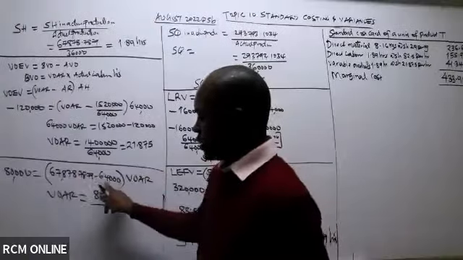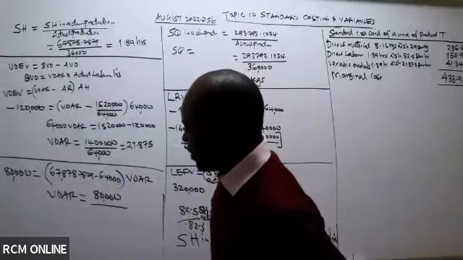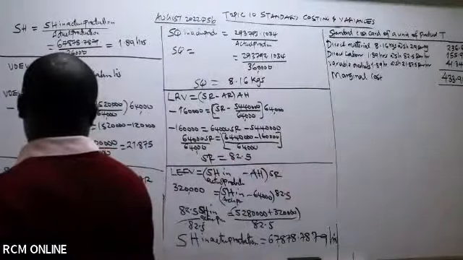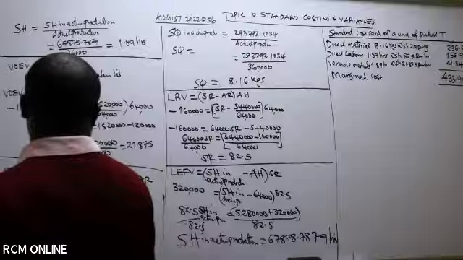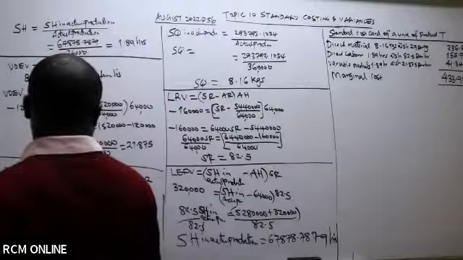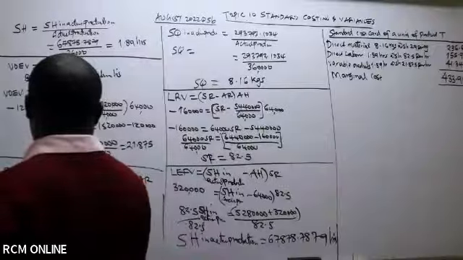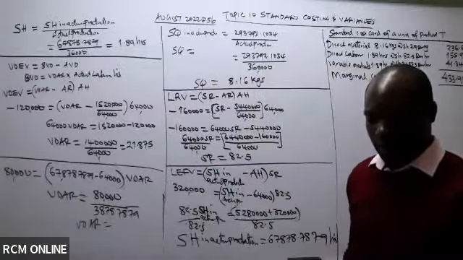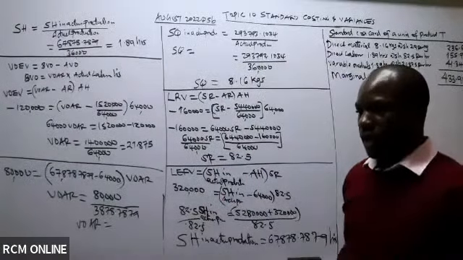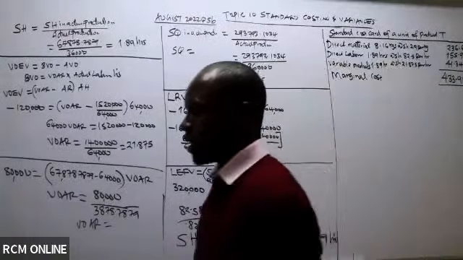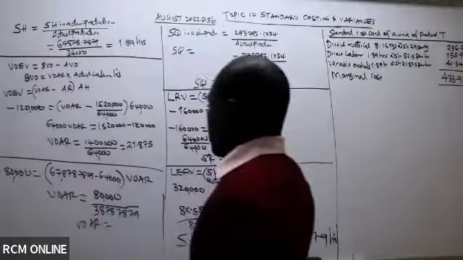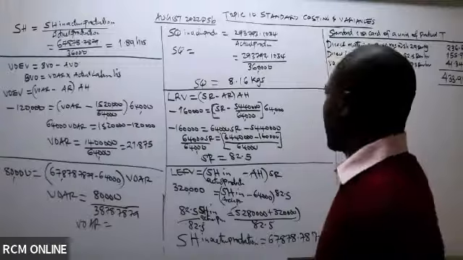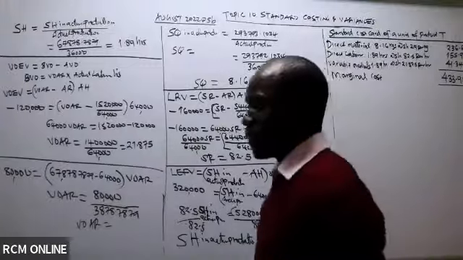Someone, minus this one. What will it be? Will it be 30 what? It's not 64, 67. That will be 3, 38, 78.7879. What is our VOAR? What is your VOAR? VOAR is how much?